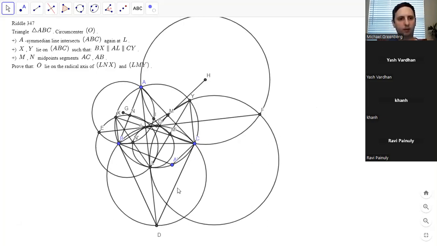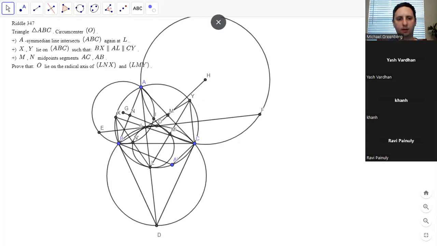But I did a little clever trick that I've used in a few other videos. When we have all these parallels, I reflected the whole problem across the perpendicular bisector of AL, and then it becomes equivalent to showing that O is on the radical axis of AB N prime and AC M prime, where N prime is the midpoint of XL and M prime is the midpoint of YL. So we transformed it a little bit, and that is what we've done so far.